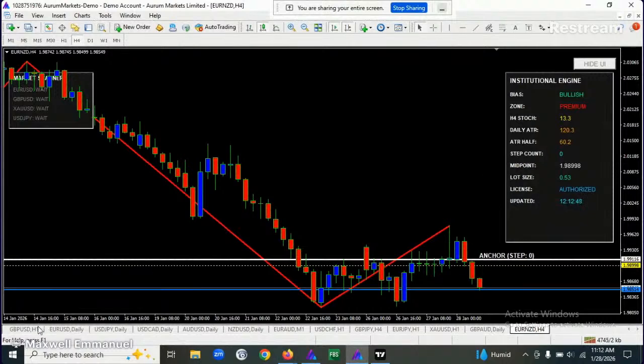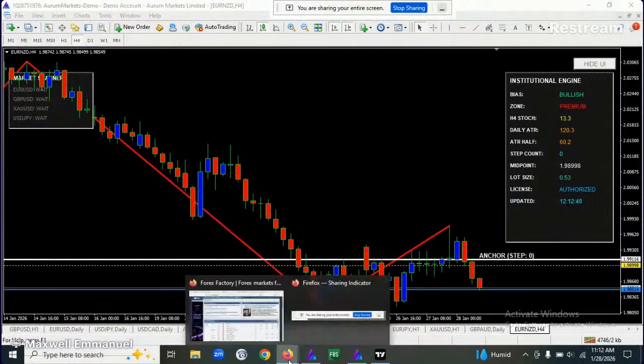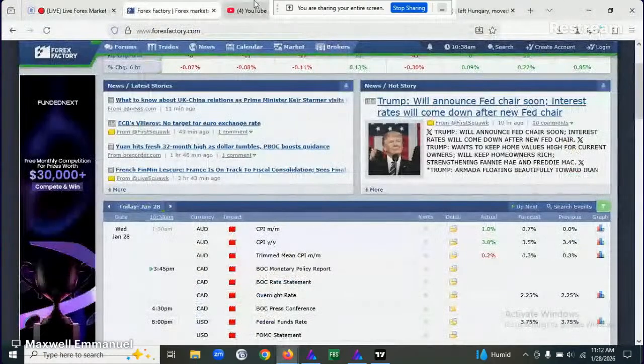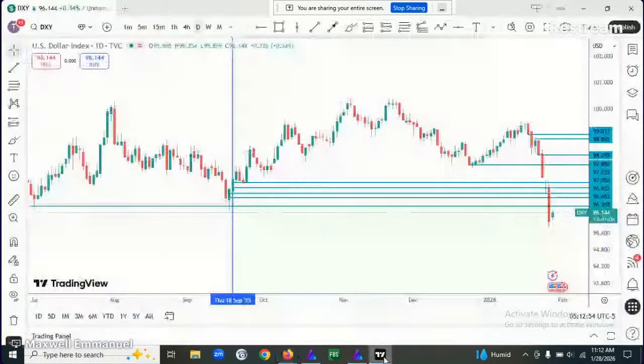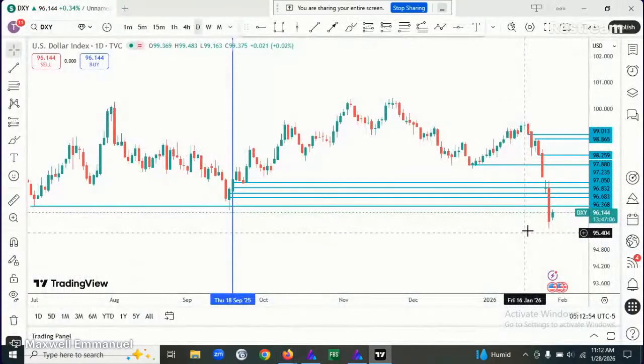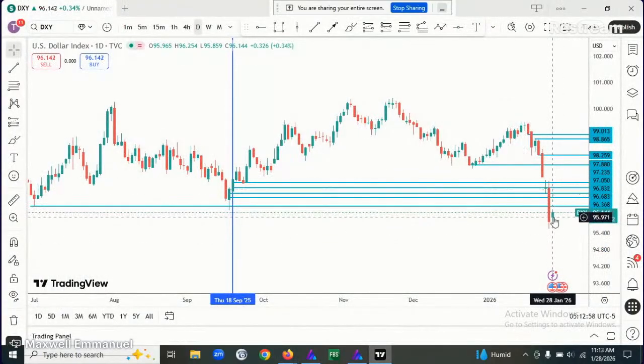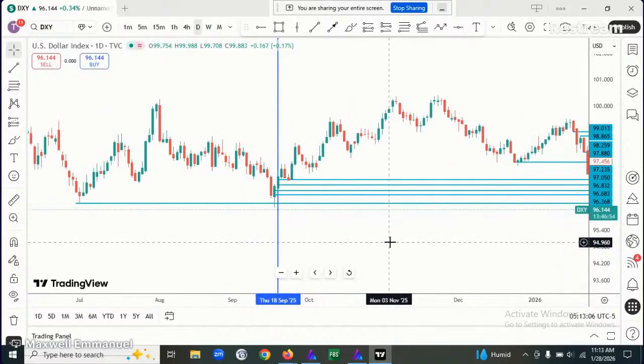Okay. So let's look at dollar index. Dollar index has been bearish. As you can see, yesterday dollar index, and what happened yesterday, I think they came for the low, the liquidity residing at the low of this candle, and that they have achieved.